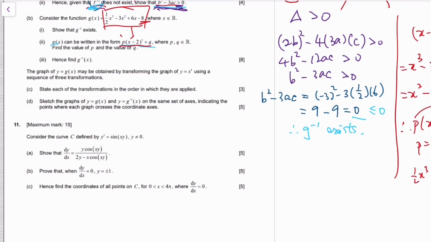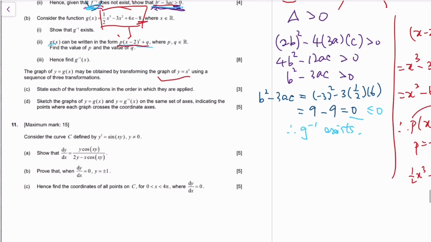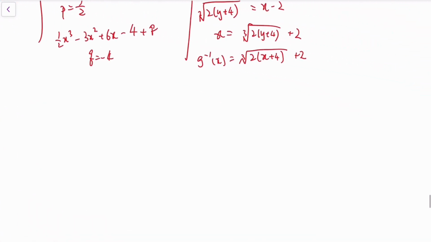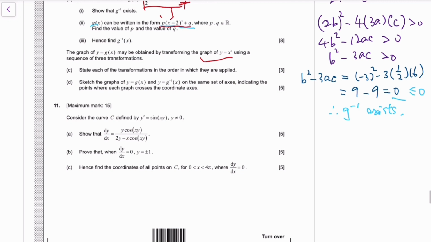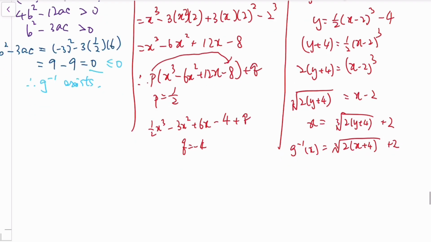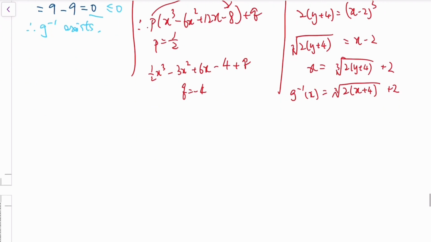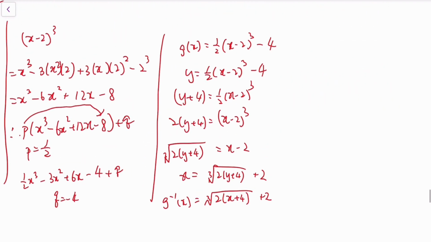The graph of G could be obtained from doing transformations. So that's probably not too hard now. Take the transformation in the order that they apply. They want G, they don't want the inverse. Okay, G is, oh yeah, I have it here. So the order is you do the 2 first, and then do the half, and then do the minus 4.